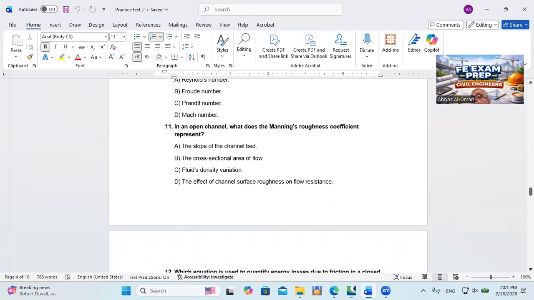The next question: in open channel flow, what does Manning's coefficient, the roughness coefficient, represent?